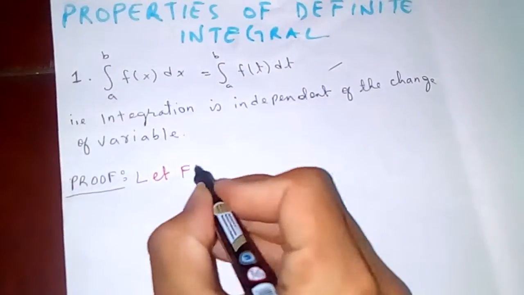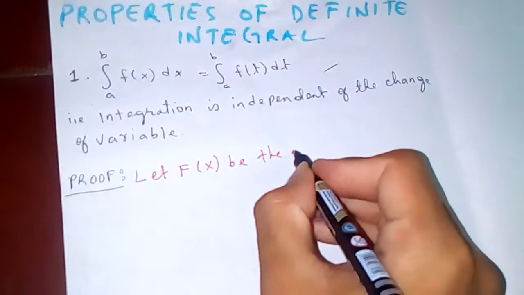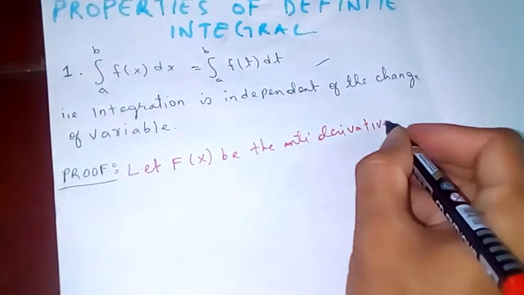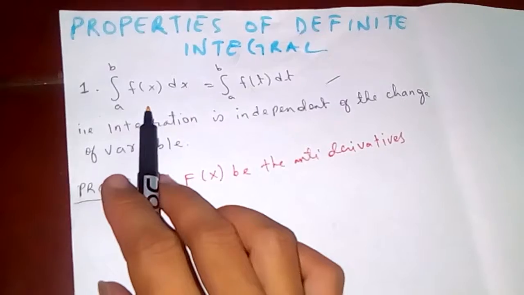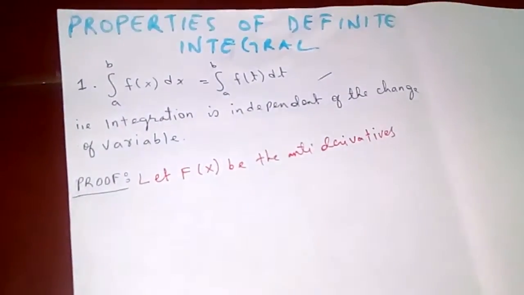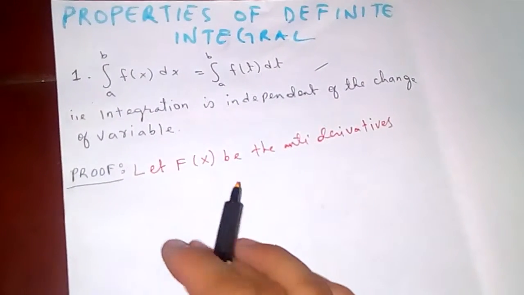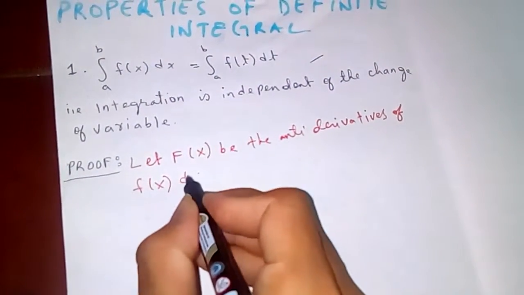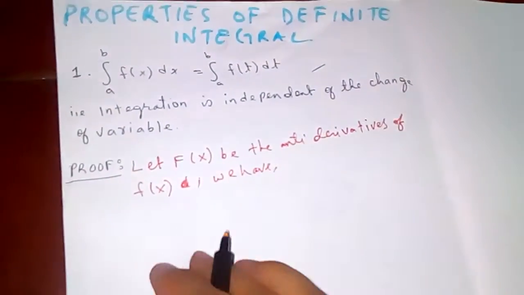Let capital F of x be the antiderivative, meaning if you integrate f of x, you get capital F of x. That's why we say that capital F of x is the antiderivative. That means the derivative of capital F of x is f of x.